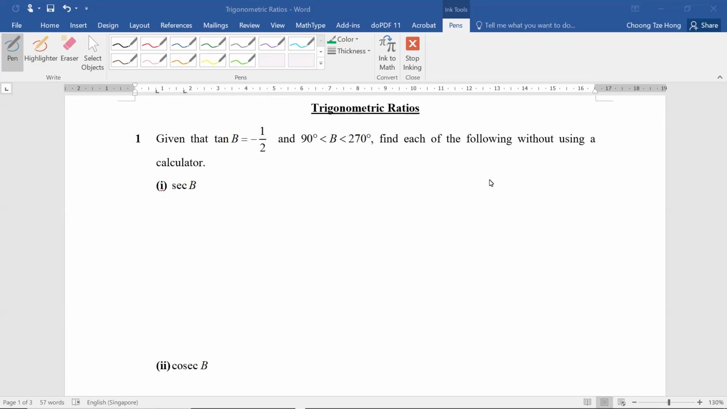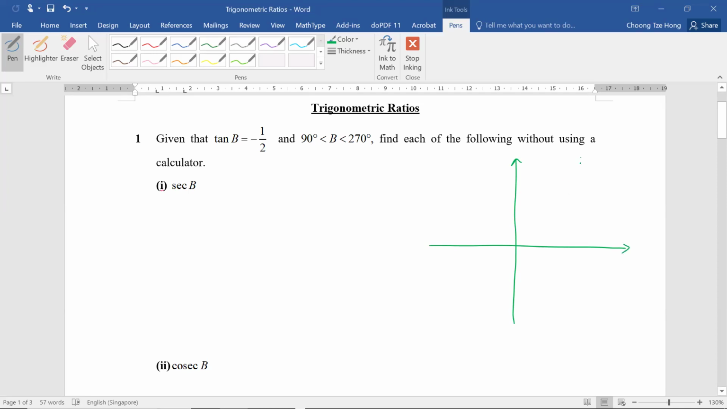Given that tangent B is equal to negative half and that B is greater than 90 but less than 270, find each of the following without using a calculator. For such questions, we always need to draw the triangle first. So use your ruler, and draw straight lines on your paper to draw the four quadrants.